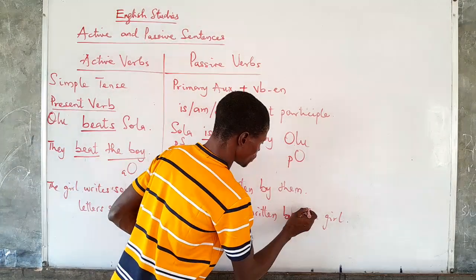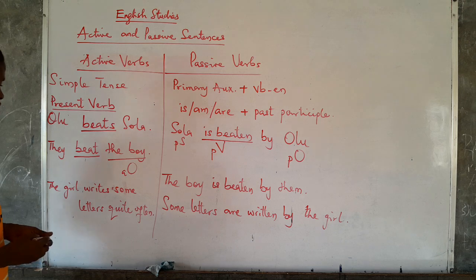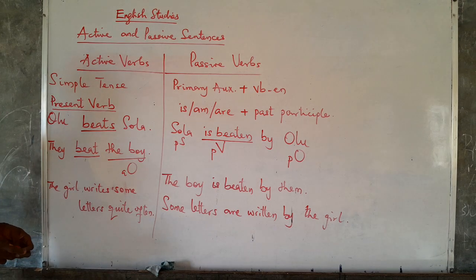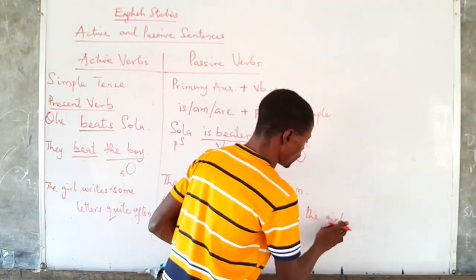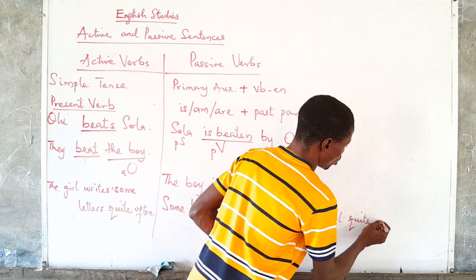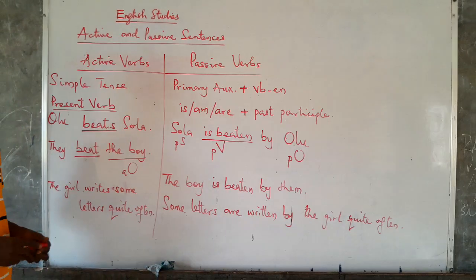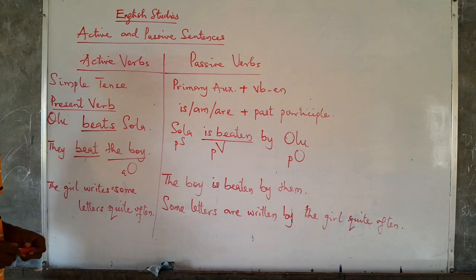That will be your passive form of the girl writes some letters quite often. You may complete it with the usage of the adjunct quite often. Simple as A, B, C. I believe that one is clearly taken as well.